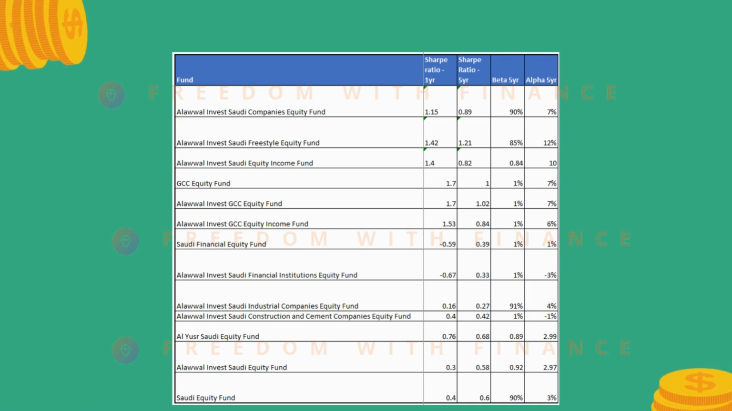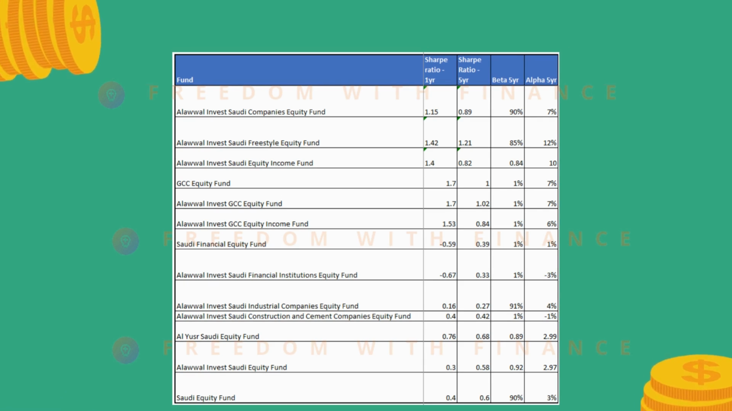So the Saudi companies equity fund and the Saudi freestyle equity fund had a Sharpe ratio of close to 0.9 and 1.1, which is good, right? Above 1 is a good Sharpe ratio. The beta, which is an indicator of how risky the fund is relative to the benchmark, should be on the lower side. So going less than 1 was a good factor.